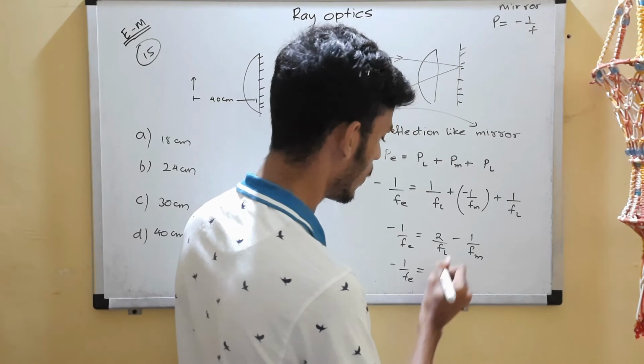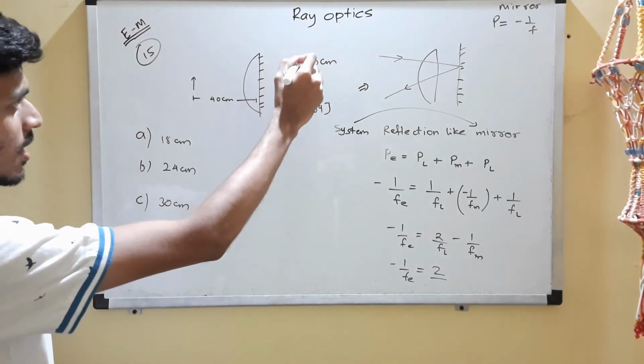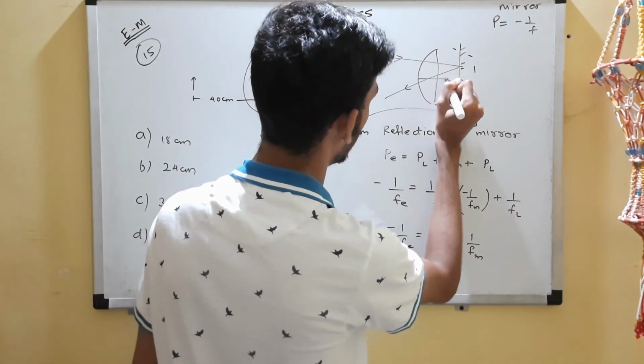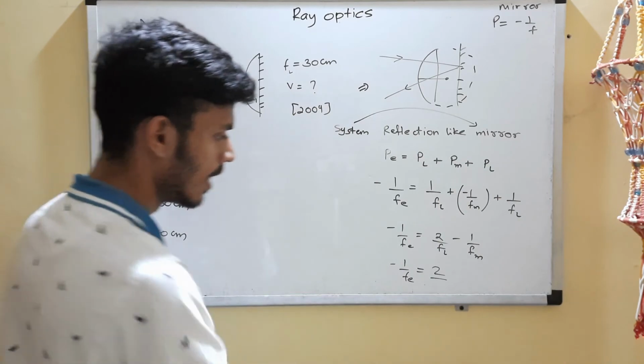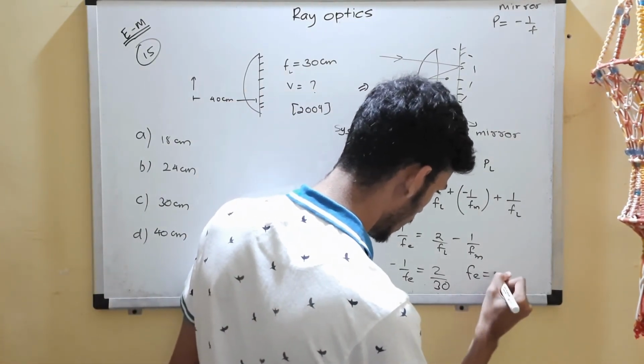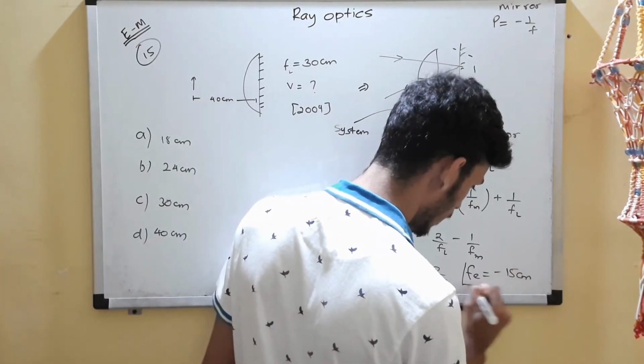So finally we have 2 upon Fl, where the focal length of the lens is 30. If you complete the sign convention over here, the focal length is on the positive side, so it is plus 30. So Fe will be nothing but minus 15. The minus sign goes to the other side, so it's minus 15 centimeter.